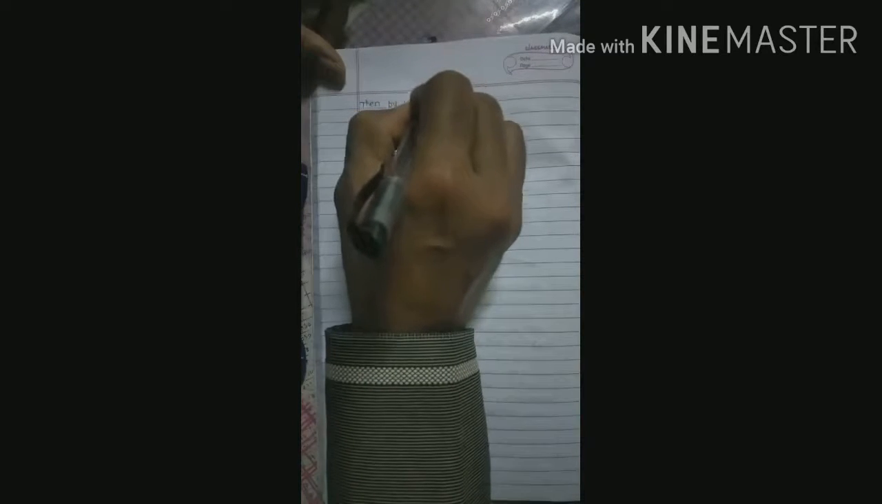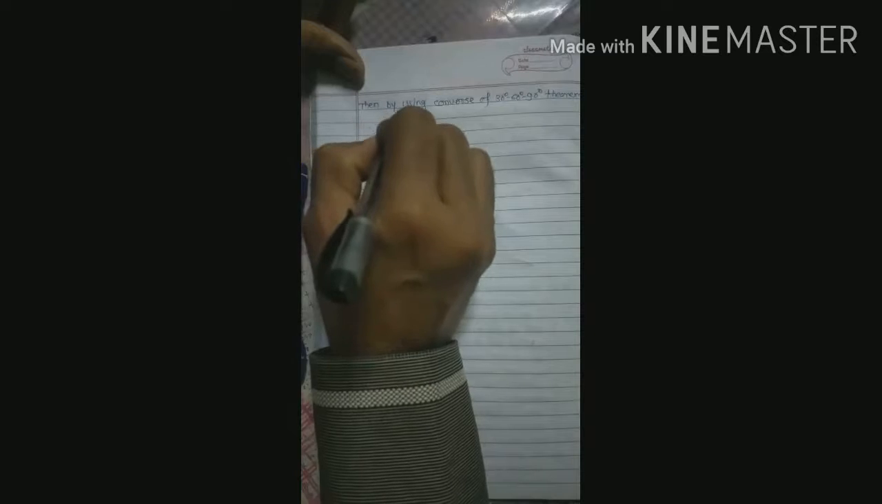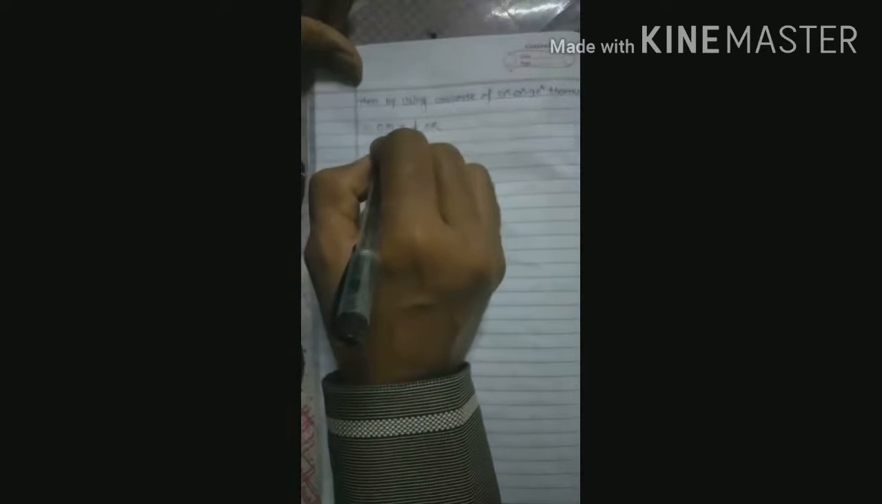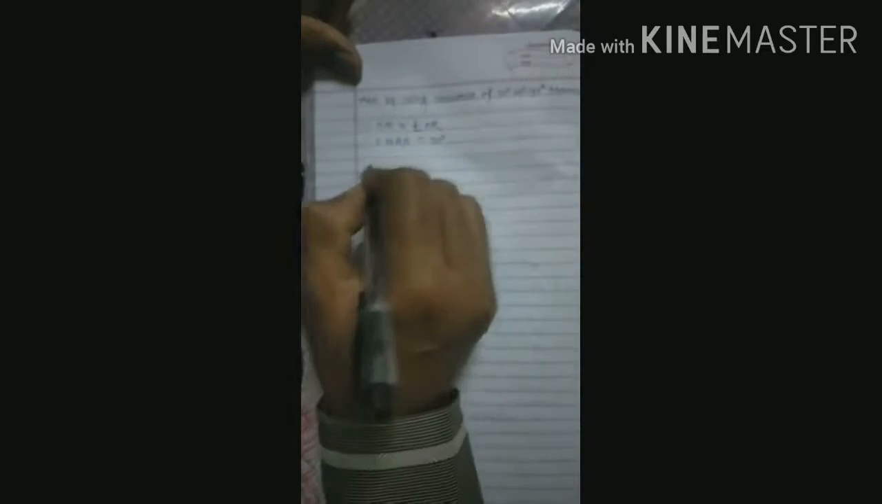then by using converse of 30 degree, 60 degree, 90 degree theorem, OM is equal to 1/2 OR, and hence angle MRO is equal to 30 degree.